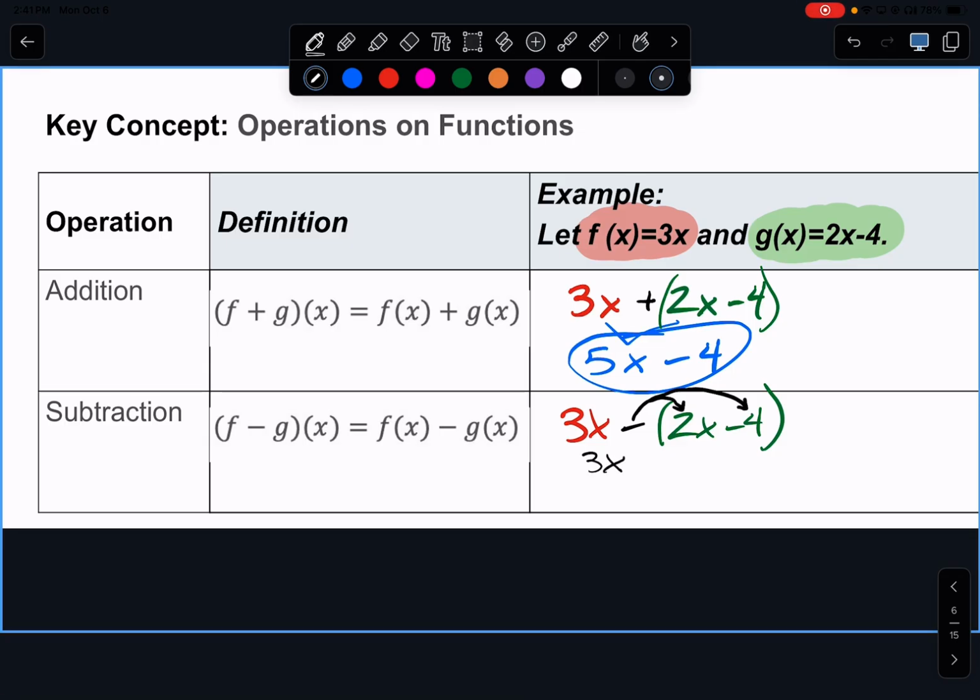So I've got 3x minus 2x. But now when I distribute that negative, it's a negative times a negative 4. That's going to give me a what? That's going to give me a plus 4. We good with that, where we got that positive 4? Now when I combine like terms, 3x minus 2x is x, and then I don't have anything else to combine with the 4. So it's just x plus 4.